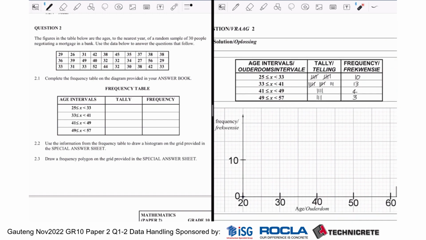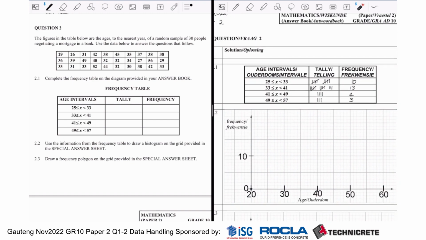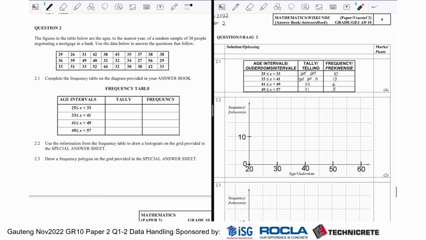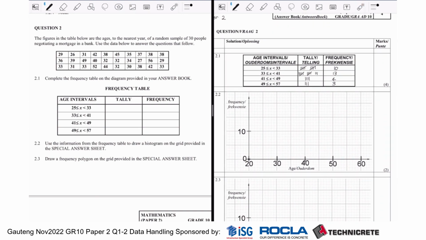Right, and then I'm asked to draw a frequency histogram. I'm asked to use the information in the frequency table to draw a histogram. On this chart here, so for the histogram, the first class, I've got people who are from 25 up to 33, which is about here. So this is 25 and this is 33, and I had 10 of those.